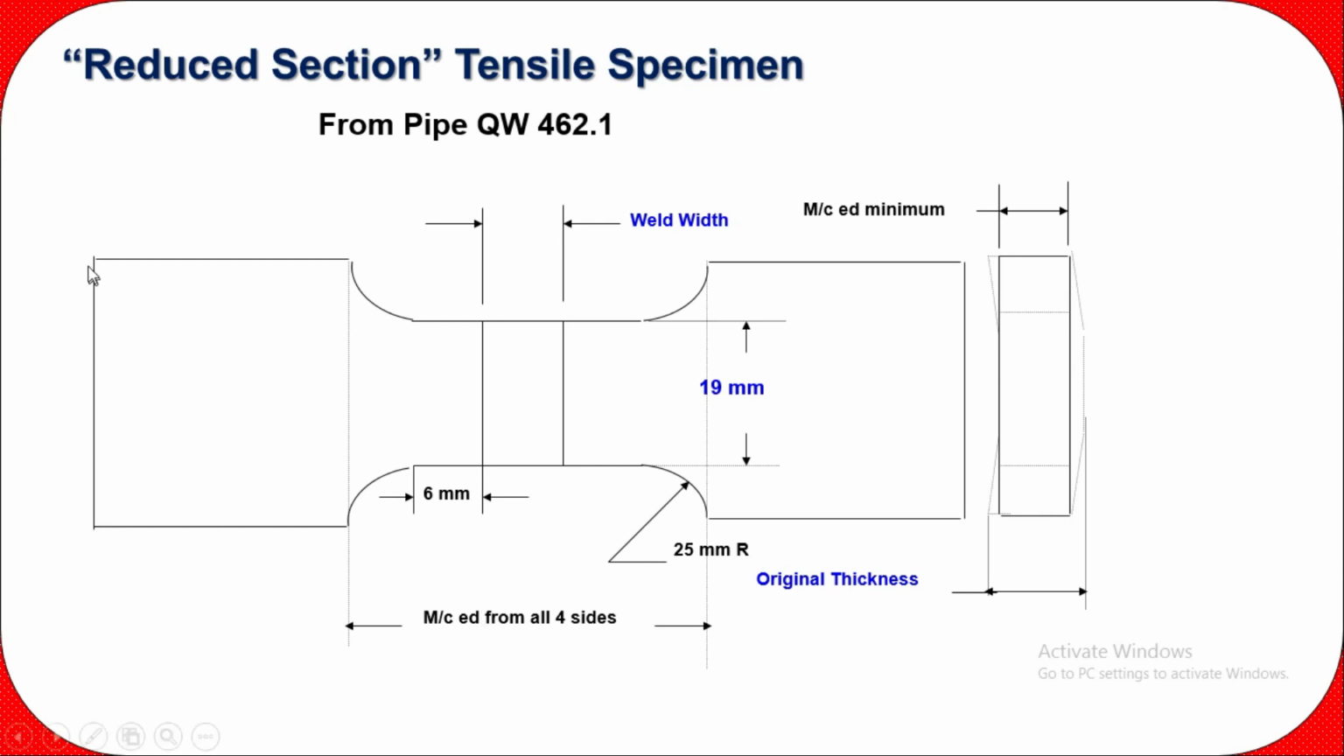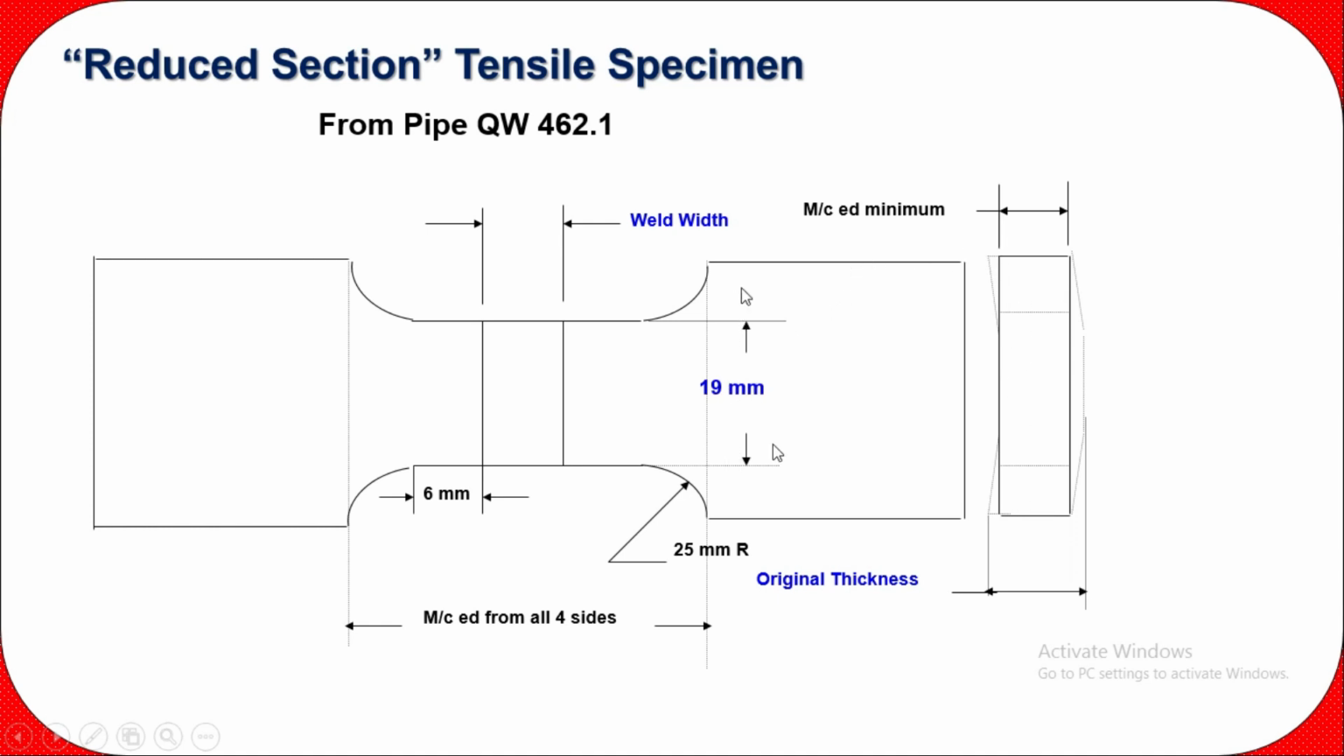You have to see that this is the full area of the tensile. This area you have to machine, the reduced part. This is the radius, and this would be 6 mm, from all four sides. You have to machine all four sides, 1, 2, 3, 4. This is the weld width, okay? And the machining edge minimum, this is the edge.